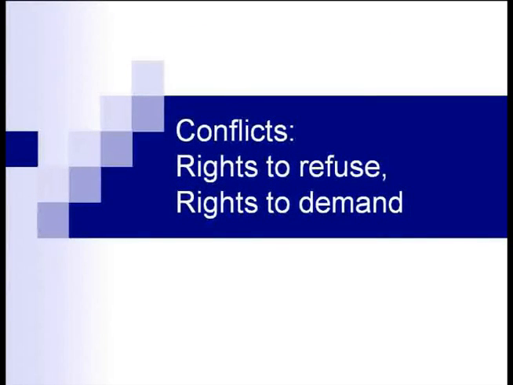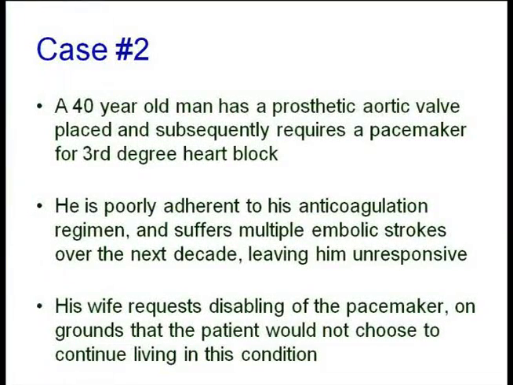Okay, let's talk a little bit about how we manage conflicts in the ICU, rights to refuse treatment and rights to demand treatment. And we'll do this with case number 2. This is a 40-year-old man who has a prosthetic aortic valve placed and who subsequently requires a pacemaker for third-degree heart block. He is poorly adherent to his anticoagulation regimen, and he suffers multiple embolic strokes over the next decade, leaving him unresponsive. His wife requests disabling of the pacemaker on grounds that the patient would not choose to continue living in this condition.